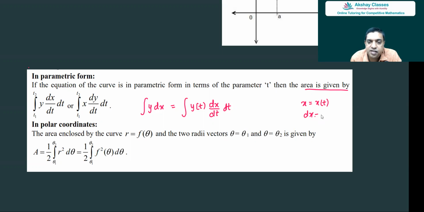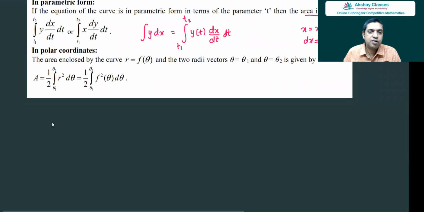So dx basically is x dash t dt. So x dash is dx by dt times dt. So that's what we do, and t varies from t1 to t2. Now, if we are doing integral x dy, so dy will be written as dy by dt times dt integrated from t1 to t2. So very simple. No problem with this one. So if it's given in parametric form, it is easy.